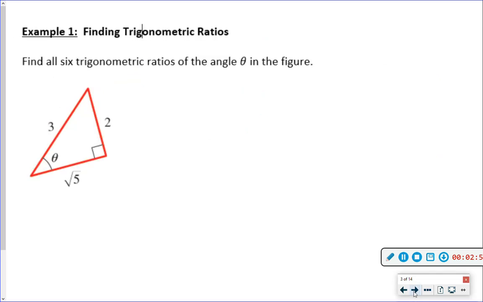All right, here we go. Find all six trigonometric ratios. Let's start with the main three: sine, cos, and tan. So sine, of course, is opposite, which for our angle theta is 2, over the hypotenuse 3. So right away, I'm going to go ahead and list cosecant because it's just going to be the flip of that, 3 over 2. Easy enough. 2 out of 6 done.